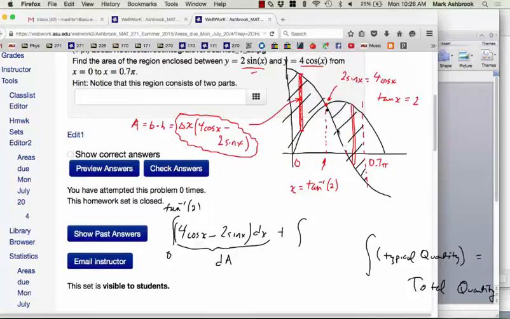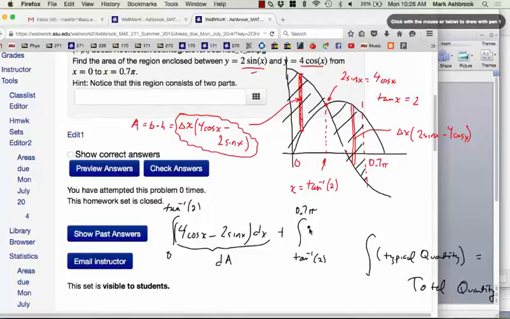Integral. Now we're going to start at tangent inverse of 2 up until 0.7 pi. And now our typical rectangle is going to be, again, base times height, delta x times. Well, now our top function is 2 sine, minus the bottom function, which is the 4 cosine. So they reverse. So then it's 2 sine x minus 4 cosine x dx.